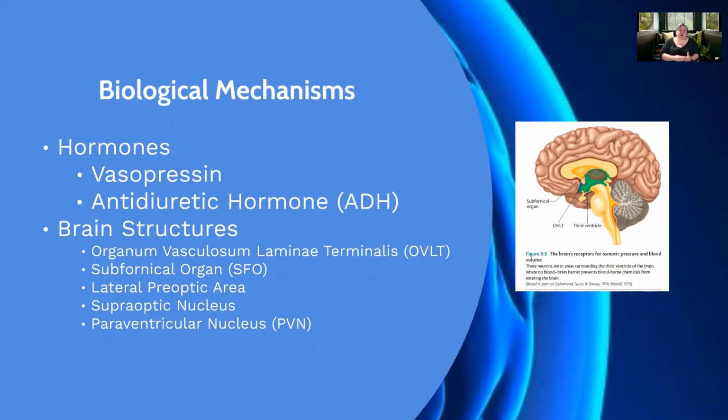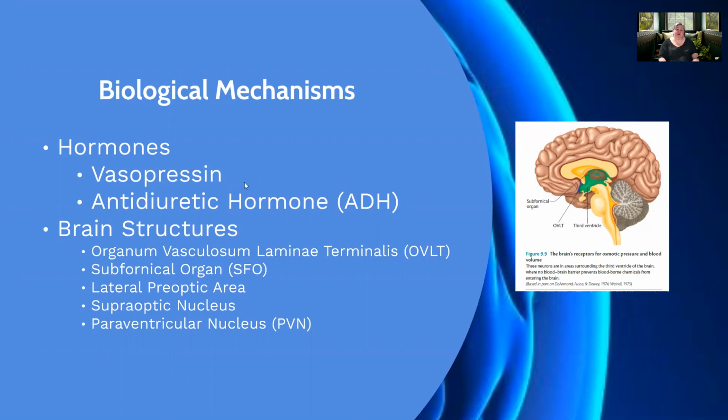And increased pressure helps with decreased volume. And then we've also got this antidiuretic hormone, which enables the kidneys to reabsorb water from urine and makes urine more concentrated. So these are our two hormones that are associated with thirst.